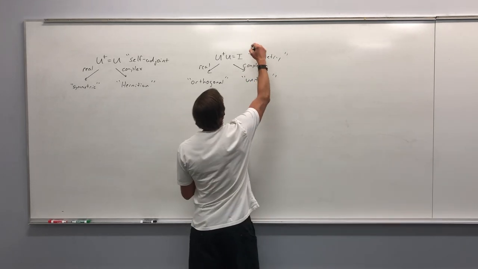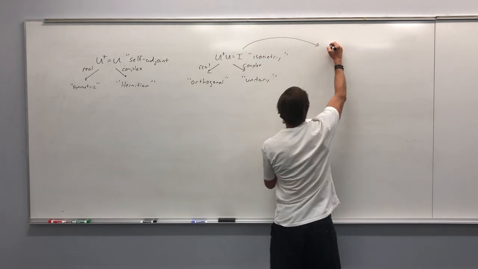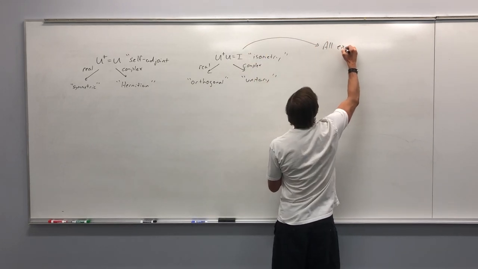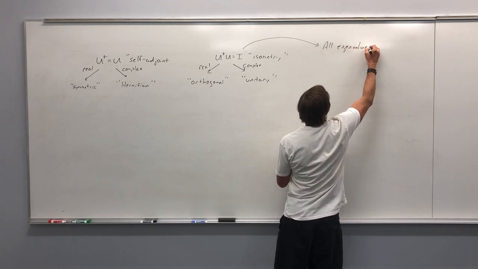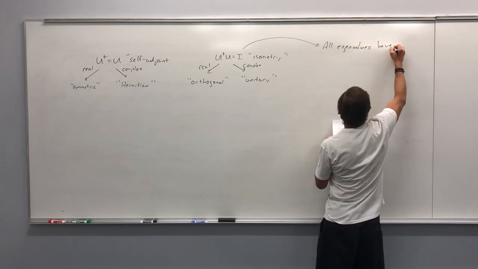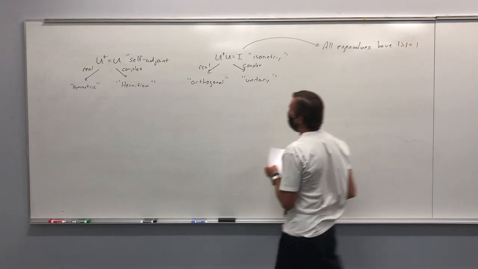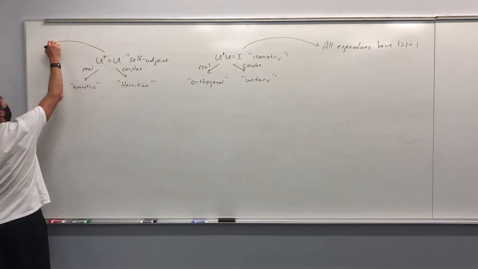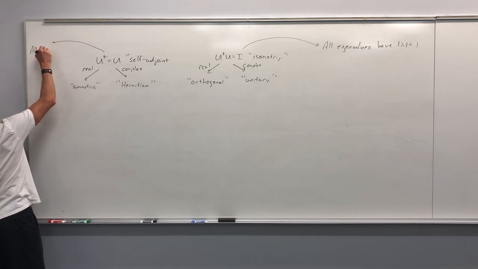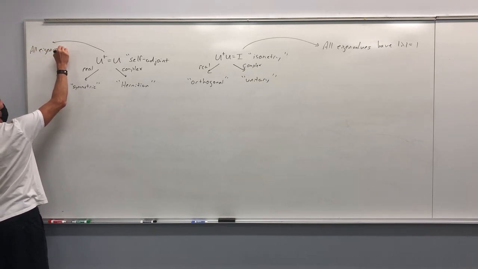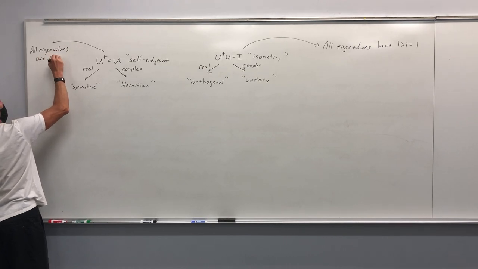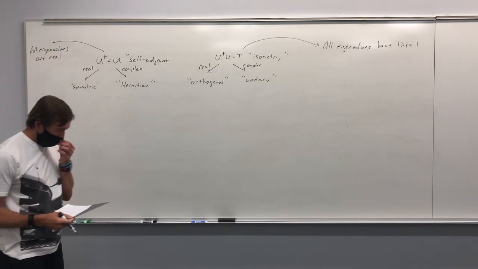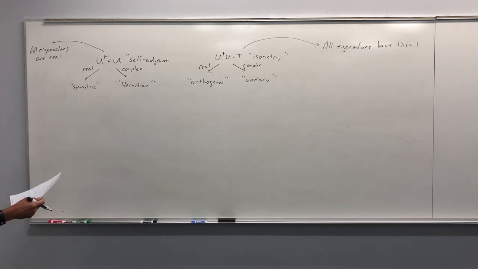Okay? Important properties here: all eigenvalues have magnitude 1. An important property here: all eigenvalues are real. So these are two different stories, and I would like to know how, if at all, they can be united.